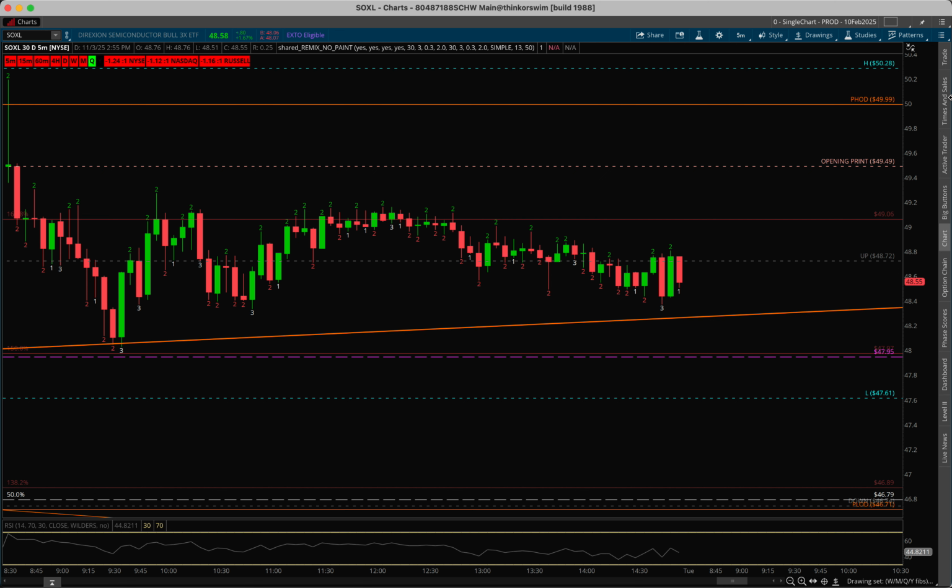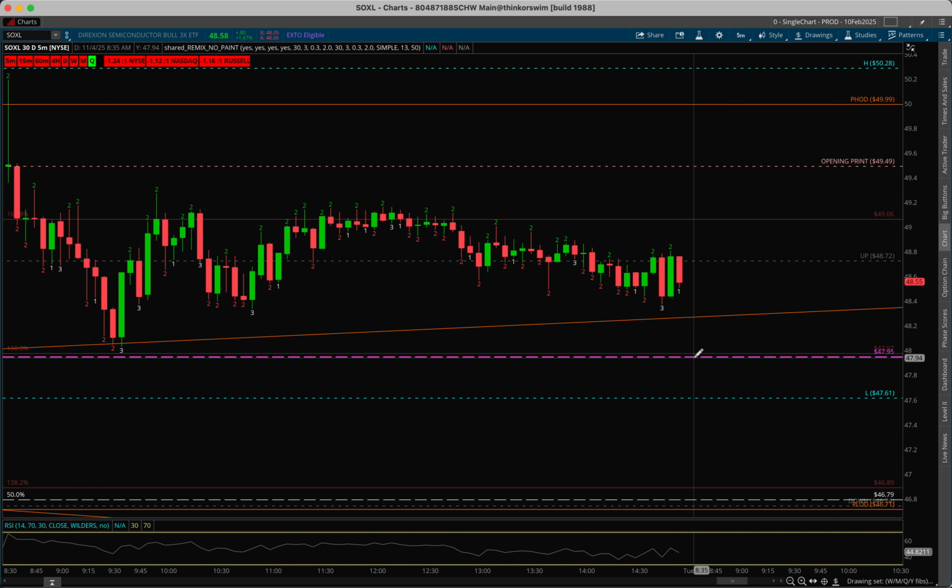So you can see we have the 4-hour markers on the chart. At the very top is the overnight high at 50.28. Just below that is the previous high day at 49.99. Then we've got the overnight low down here at 47.61, and we've got the previous low day at the bottom of the chart at 46.71. Just a couple of levels to mention as well.